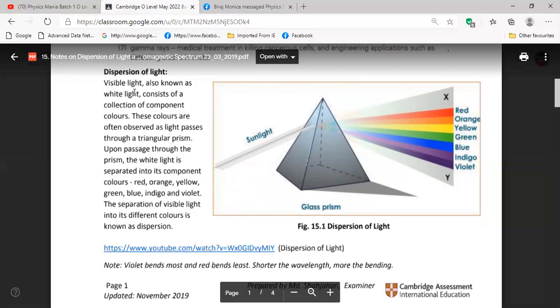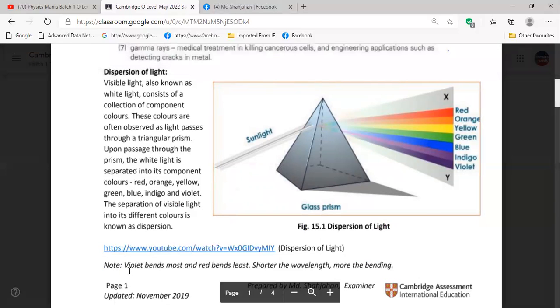Okay. Then note. Read the note. Note: violet bends most and red bends least. Shorter the wavelength, more the bending. Is it clear? Yes, sir. So in your diagram, at the bottom of the diagram, you write this: shorter the wavelength, more the bending. Okay, sir. You write.